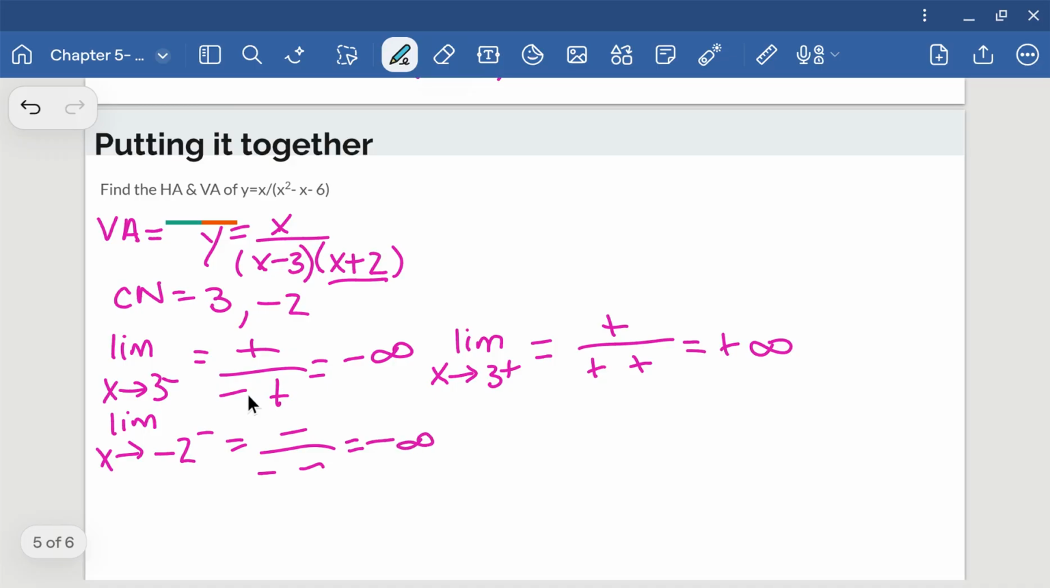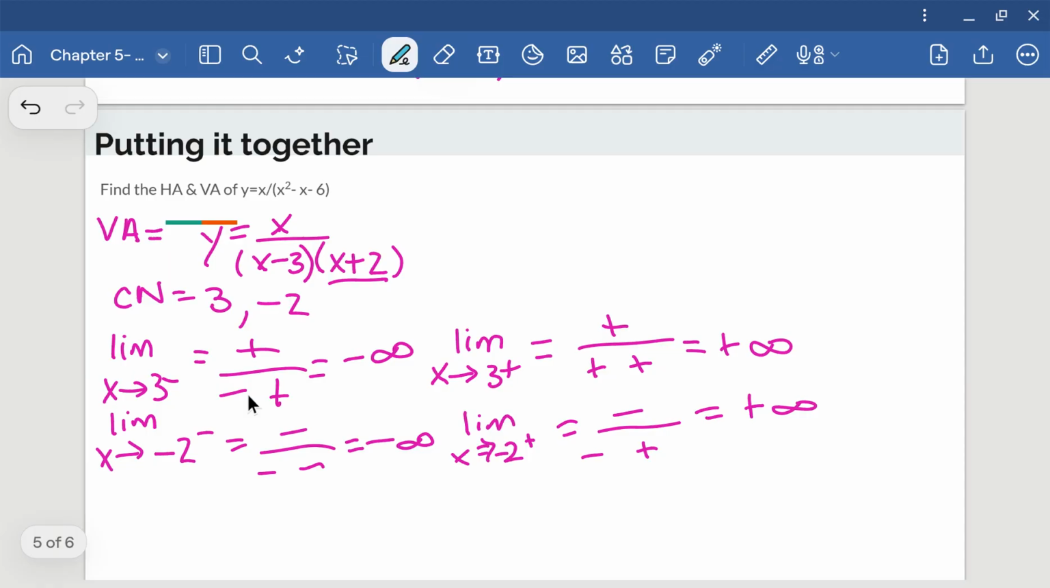And then we're going to do that one more time, approaching negative 2 from the right-hand side. So negative, because 2 is negative, and then same idea, you're going to get that negative value, and then this time a positive. So this one's going to go towards positive infinity. So that is our first bit.